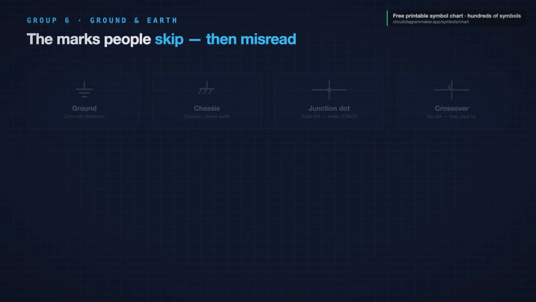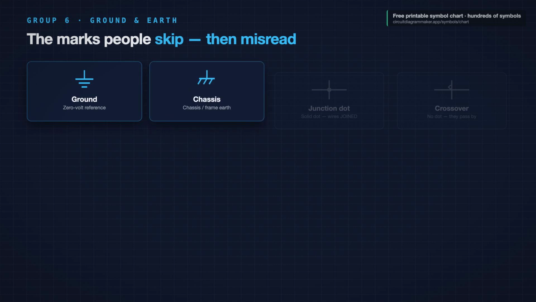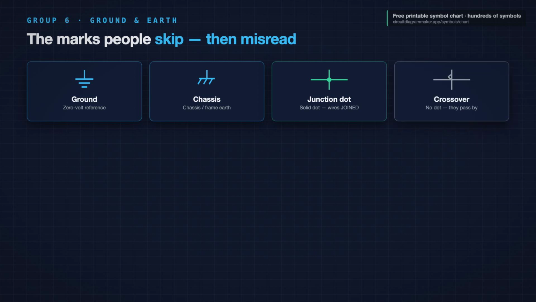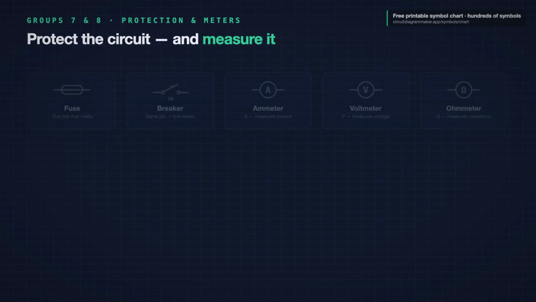Group 6, ground and earth, plus the wiring marks. These are the ones people skip and then misread the whole diagram. Ground is the 0-volt reference, drawn as 3 shrinking lines. Chassis ground is a little rake instead. And on the wires themselves, a solid dot where 2 lines cross means they are joined. A plain crossover with no dot means they pass by untouched. That single dot decides what is actually connected. Earth reference, chassis ground, and the junction dot. Small marks, big consequences.